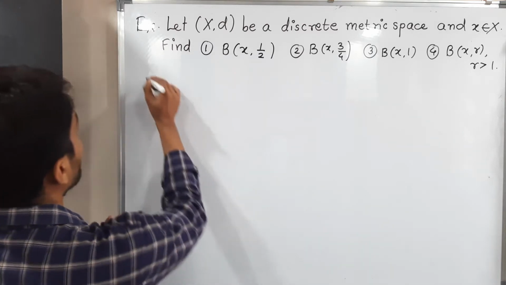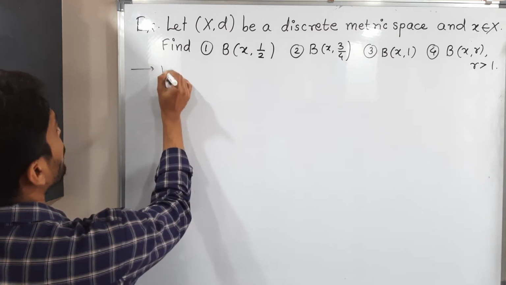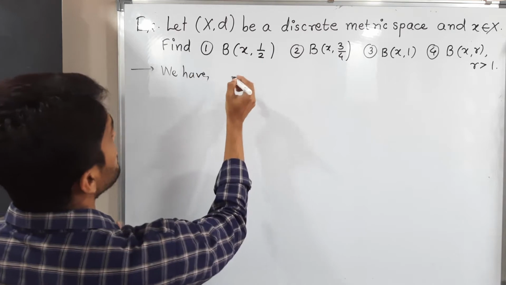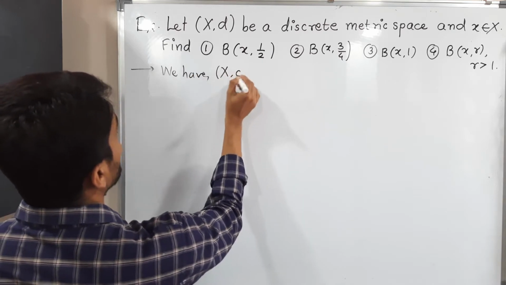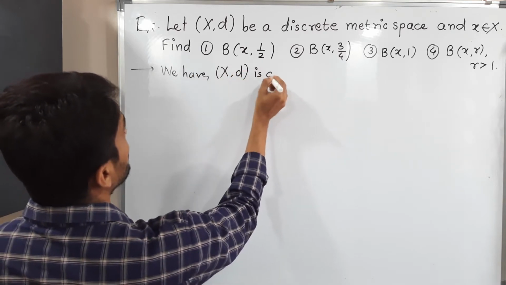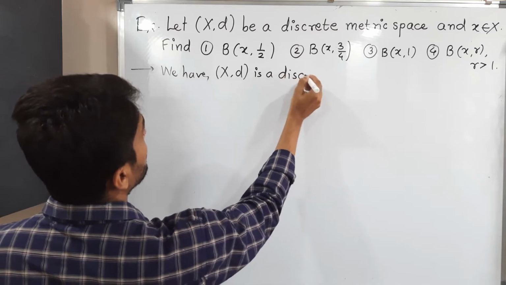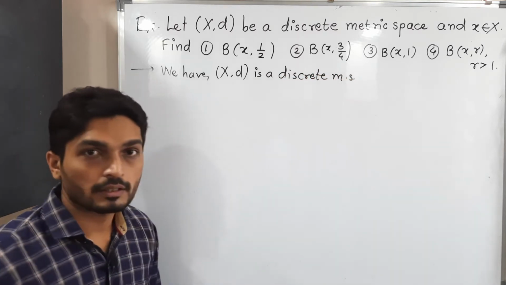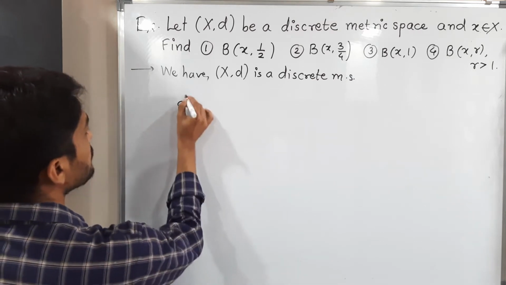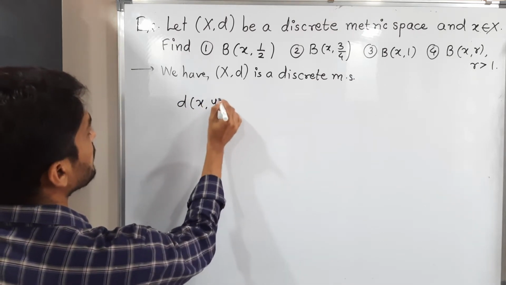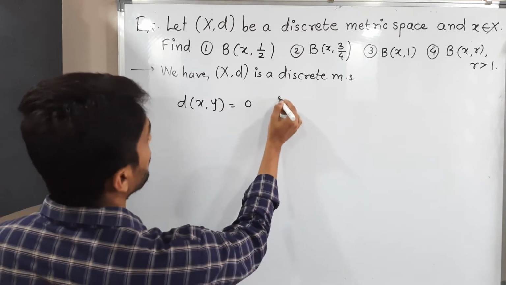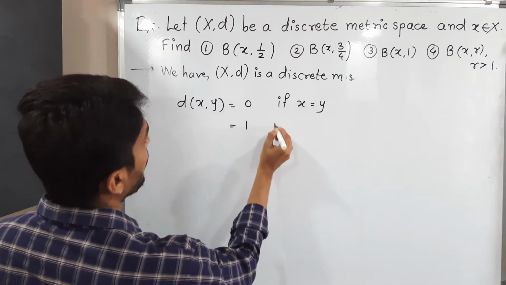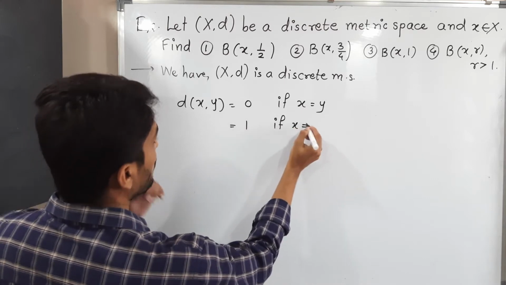So see, here I will mention clearly, we have (X, d) is a discrete metric space. Do you know the definition of a discrete metric? A discrete metric is defined in this way: d(x, y) is equal to 0 if x is equal to y, and it is equal to 1 if x is not equal to y.